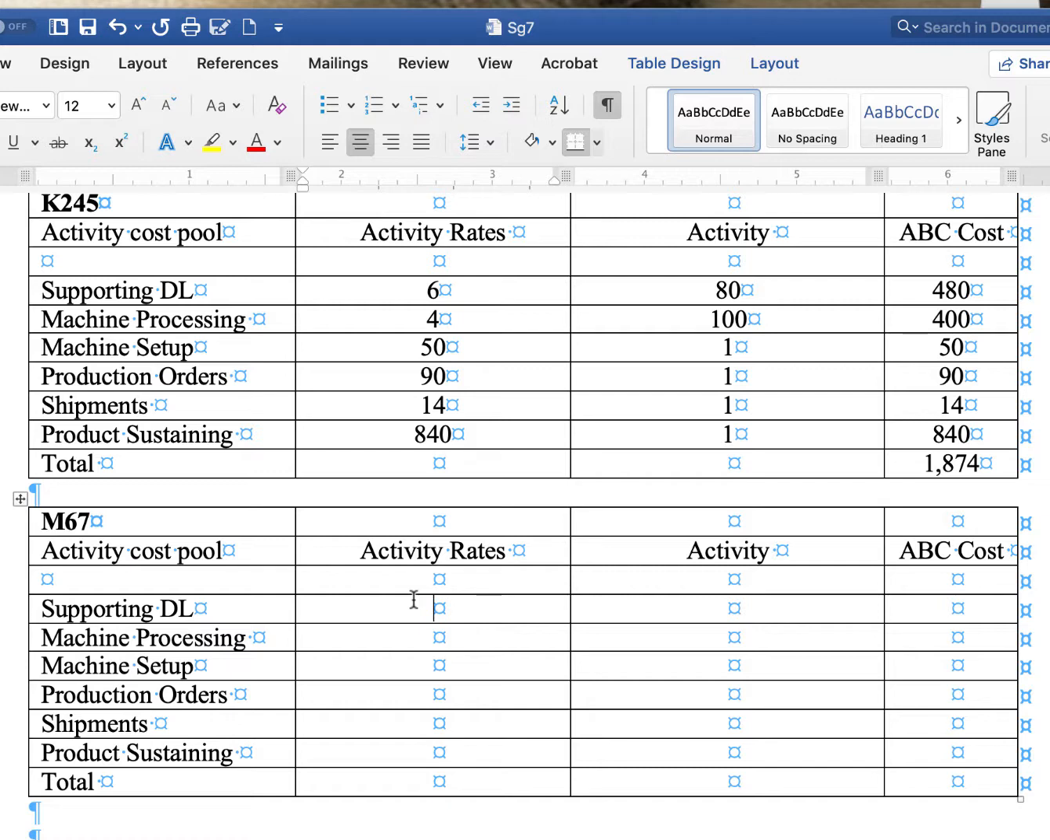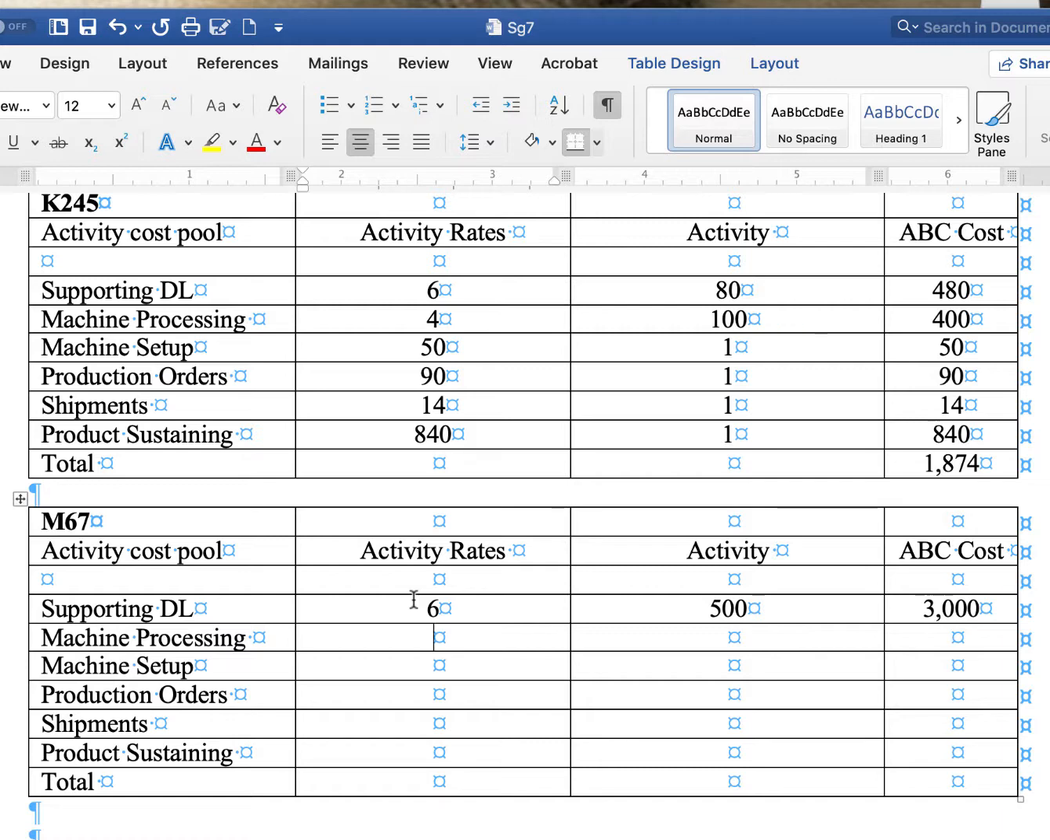I do the same exact thing with product M67. Okay, so for supporting direct labor, again, the activity rate is still $6. That hasn't changed, but M67 consumes 500 hours of direct labor. So that's an activity of 500. So 6 times 500 gives me $3,000.